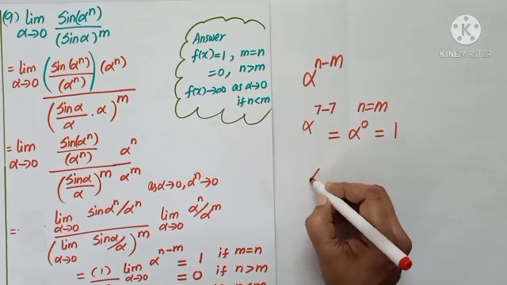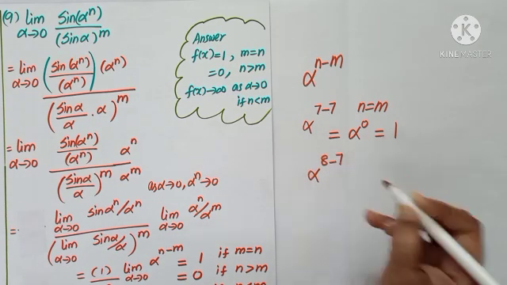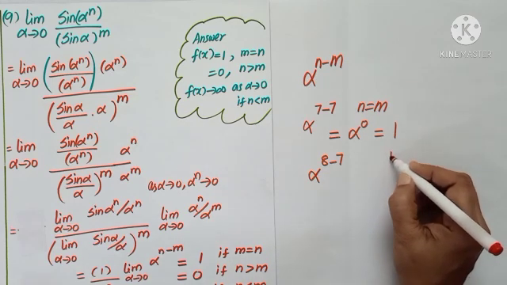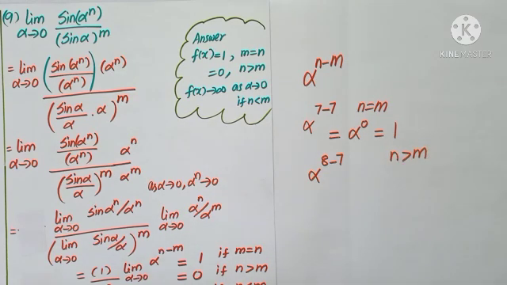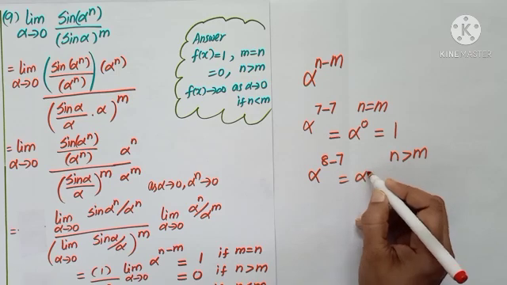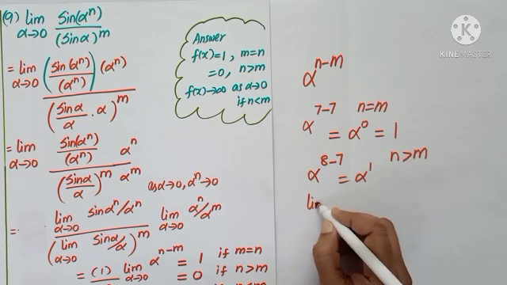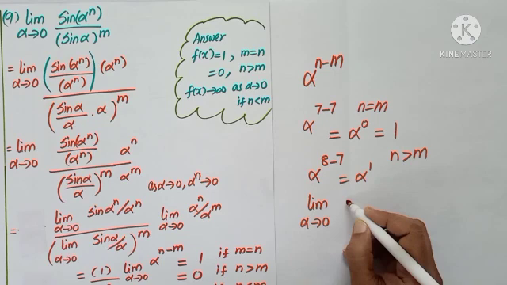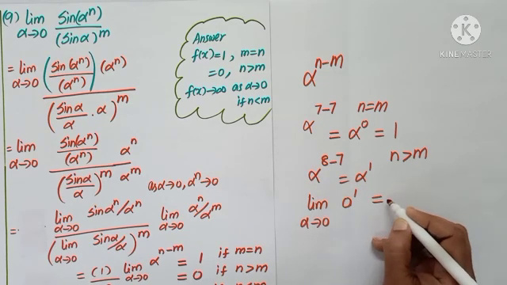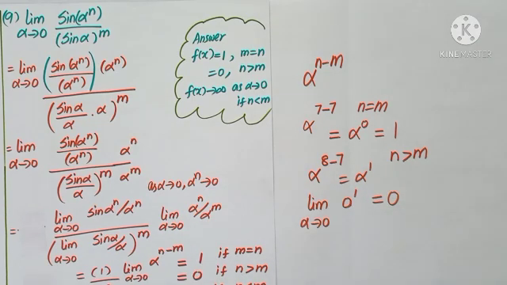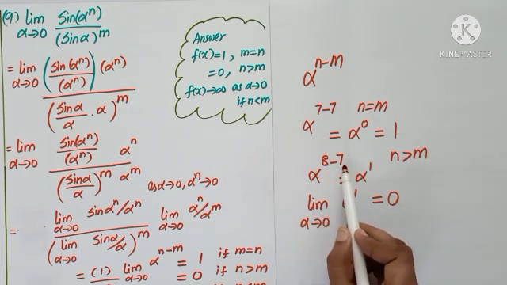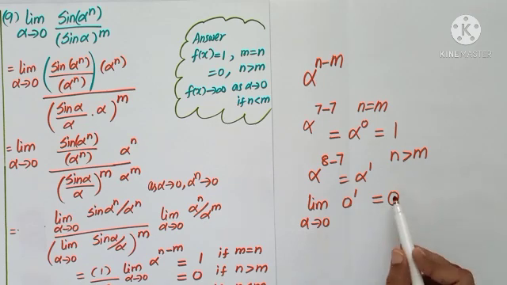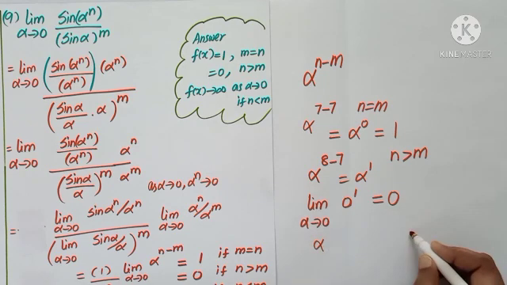When I have 8 minus 7, now n is greater than m. I get alpha power 1. When I take limit alpha tends to 0, it becomes 0 power 1. So my answer is 0. So when n is greater than m, for example, we have taken 8 and 7, my answer becomes 0.